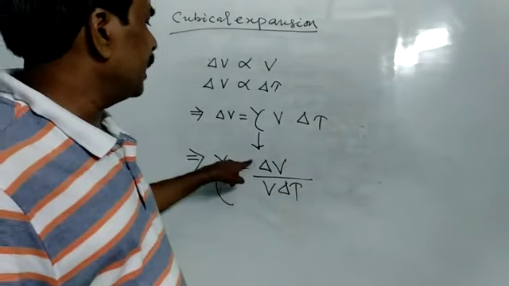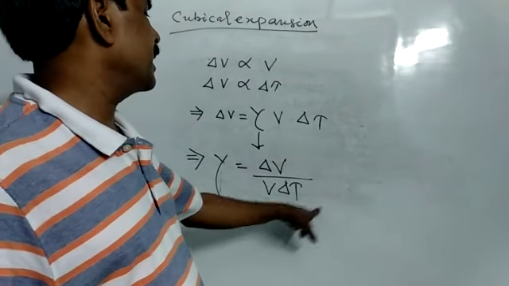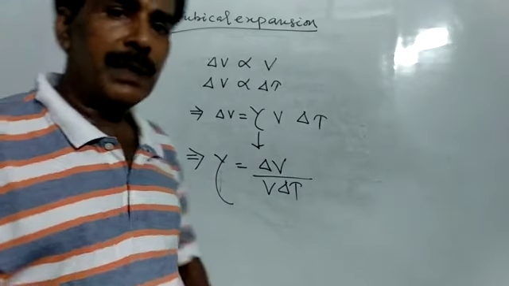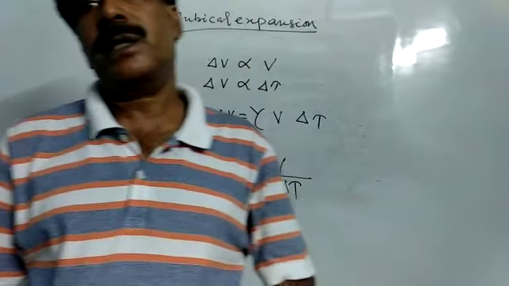So what is delta V? Change in volume, divided by original volume into increase in temperature. This is your gamma, and in the next class we'll discuss some numericals from this chapter.